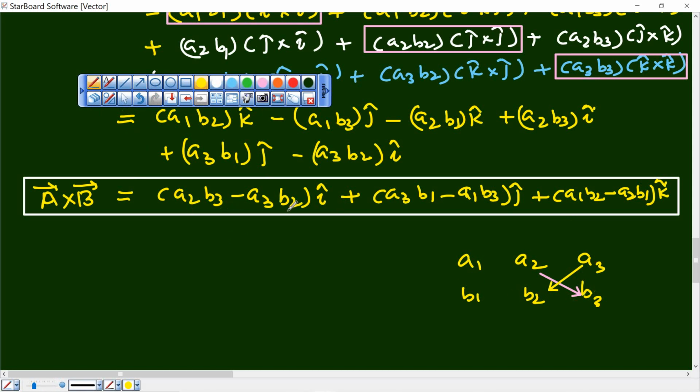Can you all see that? So this is a very easy way of remembering this. It used to come very easily. When you study determinants it will become even easier. Anyways, this is what it is.